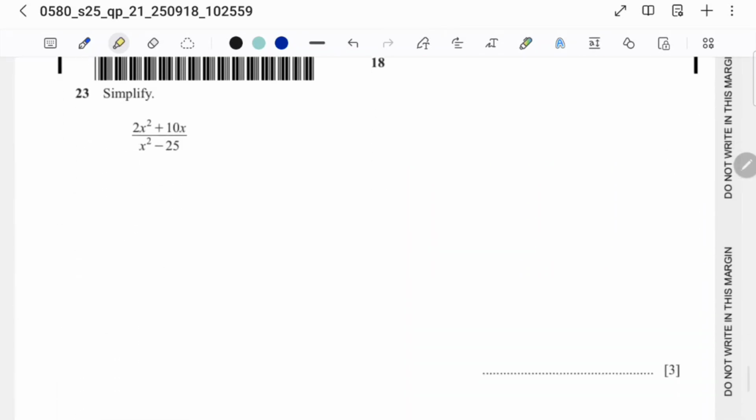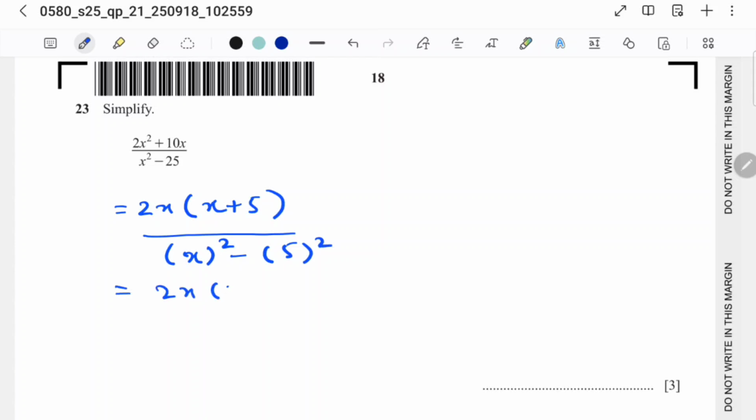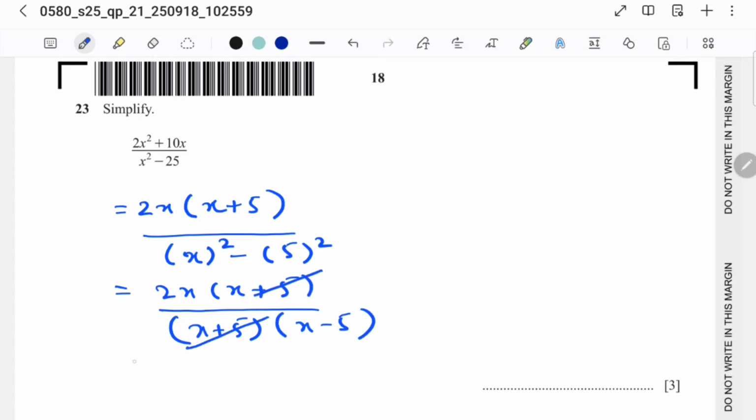Alright, this was a 4 marks question. Question number 23, simplify. Now we have 2x squared plus 10x; take 2x common, x plus 5, upon x plus x squared minus 5 squared, the difference of two perfect squares: x plus 5, x minus 5. One factor cancelled, leaving 2x upon x minus 5.